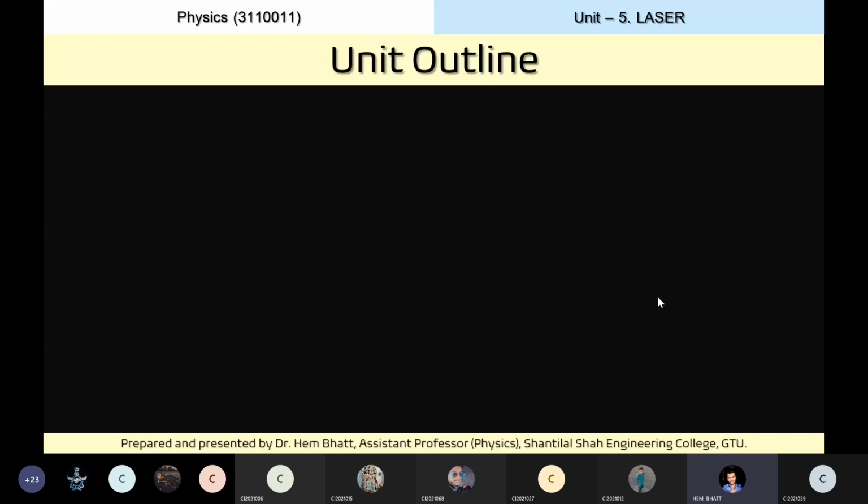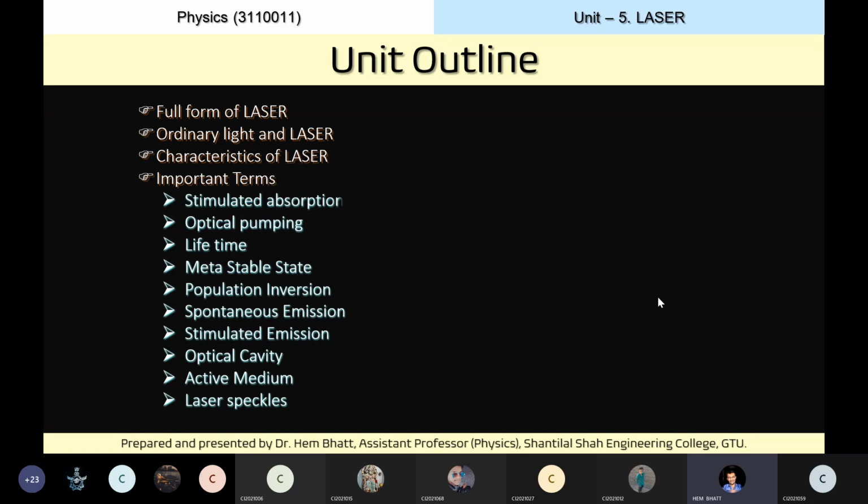How many things you have in this unit? So these are the topics of your unit: full form of laser, ordinary light and laser, comparison of the two, then characteristics of laser, then several terms which you are supposed to know: stimulated absorption, optical pumping, lifetime, metastable state, population inversion, spontaneous emission, stimulated emission, optical cavity, active medium, laser speckles. These are the terms which we already have discussed.